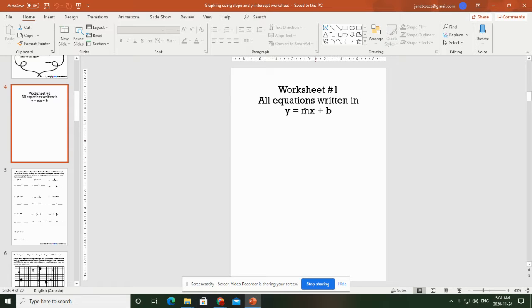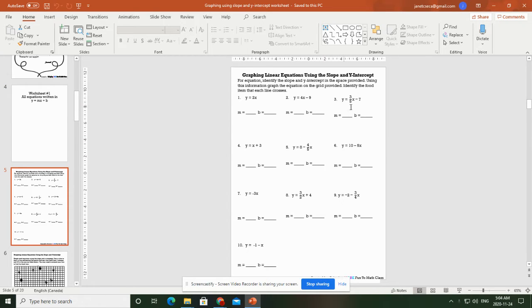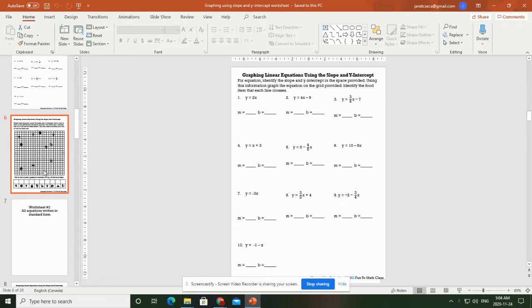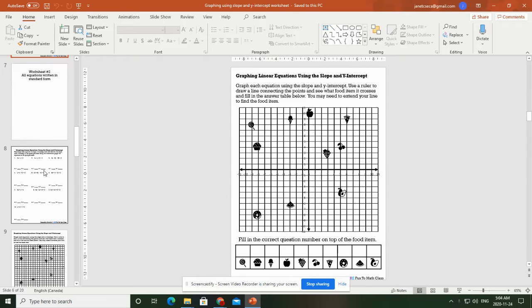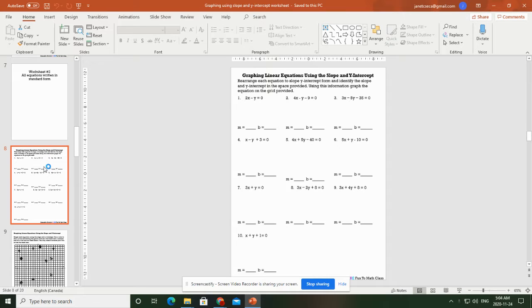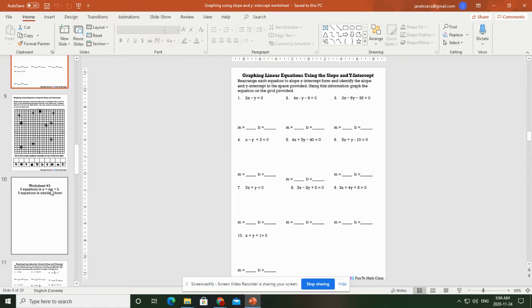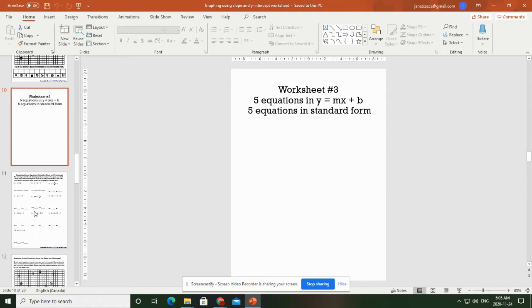Worksheet number 1 is when all equations are written in y equals mx plus b, such as this. Students identify the m and the b. And then there's a graph to practice graphing those linear equations. Then there's one that's all in standard form. That's worksheet number 2 with a graph as well.